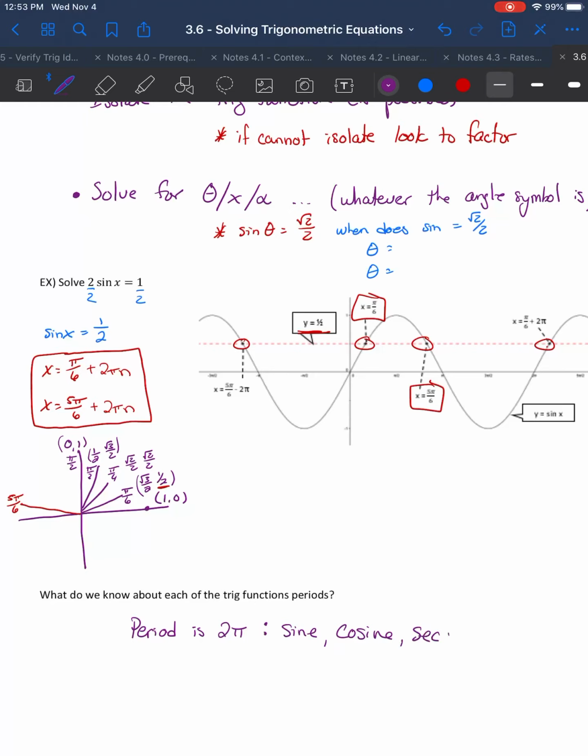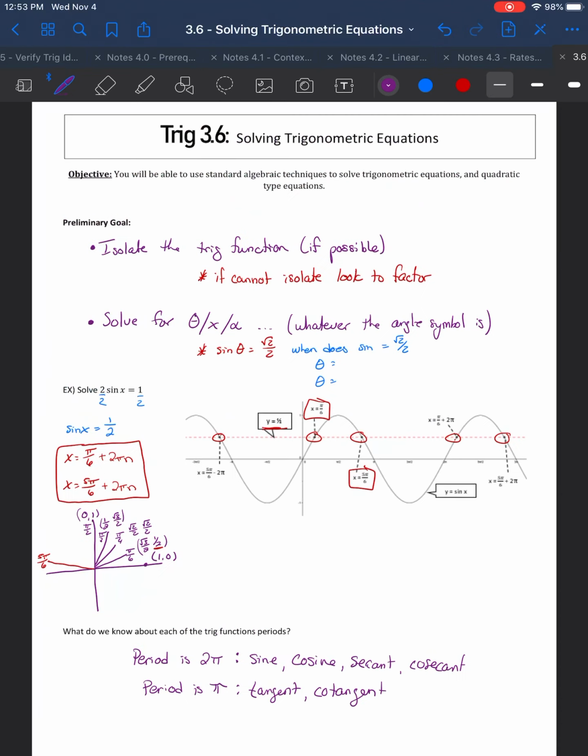Sine does, as well as cosine, and they're reciprocals. Secant, oh, can't spell secant. And cosecant. But what about tangent and cotangent? What are their periods? They only have a period of pi.